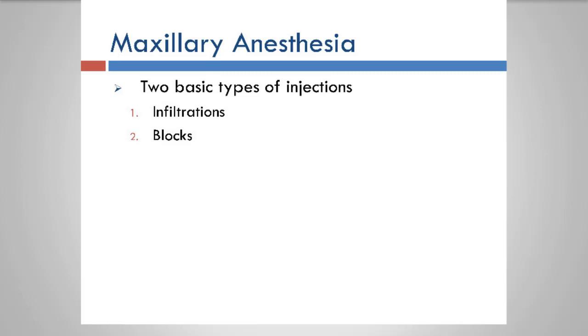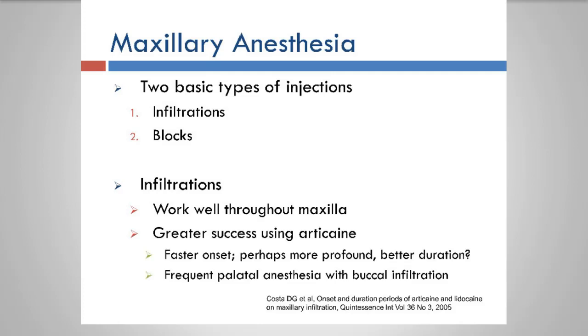For the maxilla, we have two basic types of injections that we can use: our standard infiltrations or block injections. Infiltrations work pretty well throughout the maxillary area and work particularly well using articaine, or the most common commercial name would be Septocaine. There's some good evidence it has a little faster onset, seems to give more profound anesthesia, and maybe some better duration as well.